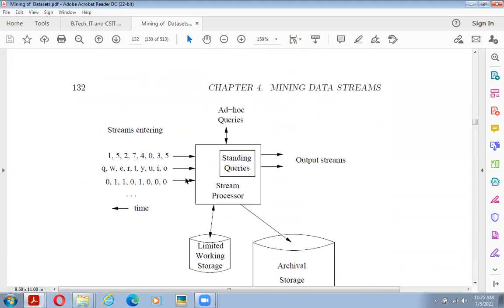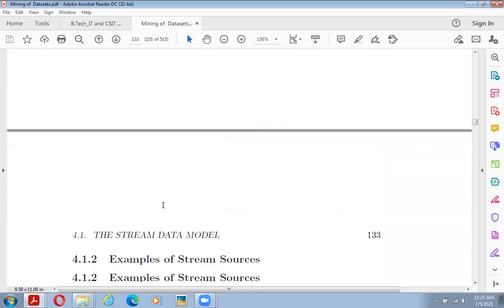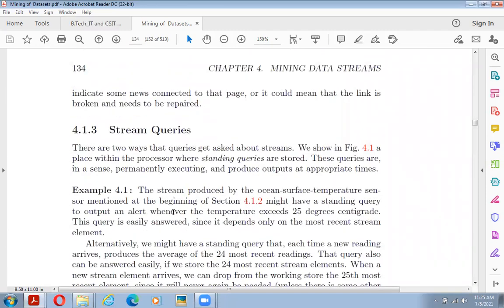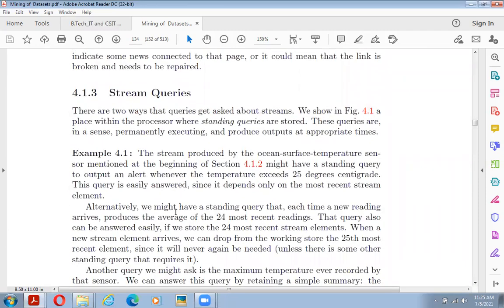We have our stream queries, standing queries, stream queries. What really are stream queries all about? There are two ways that queries can ask about a stream. We show in 4.1 a place within the processor where standing queries are stored. These queries are in a sense permanently executing and produce output at appropriate times. Okay.